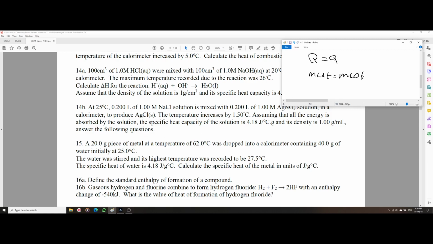The mass of the piece of the metal, for example. Let's have this to be metal, and this to be the water solution, whatever you want to call it. So now the mass of the metal: we have the mass, 20 grams. We have the heat capacity, we want to find that, so let's not put parentheses.